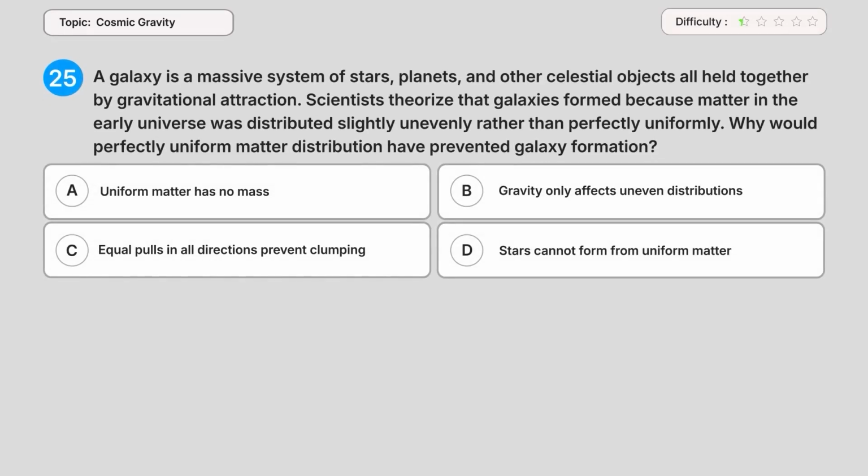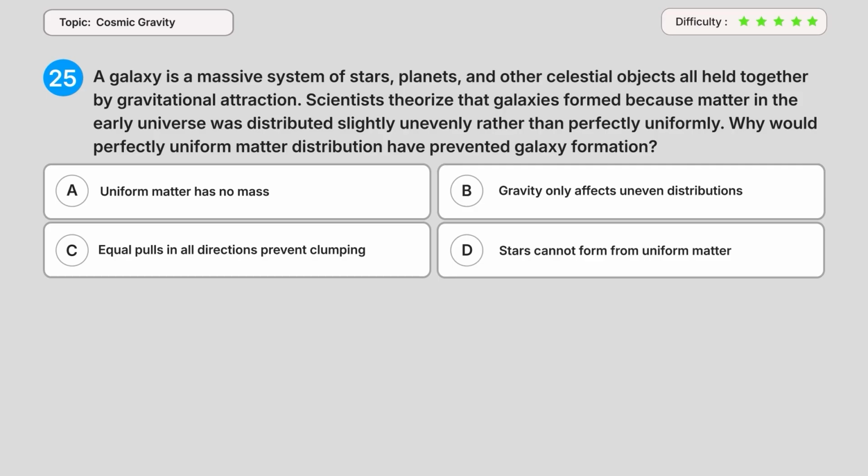25. A galaxy is a massive system of stars, planets, and other celestial objects, all held together by gravitational attraction. Scientists theorize that galaxies formed because matter in the early universe was distributed slightly unevenly, rather than perfectly uniformly. Why would perfectly uniform matter distribution have prevented galaxy formation?